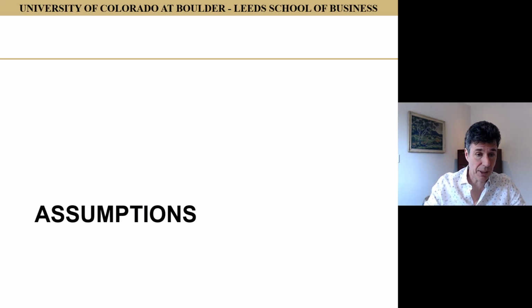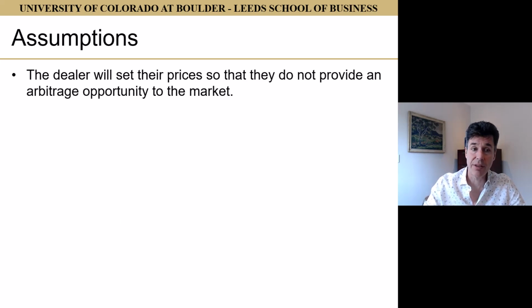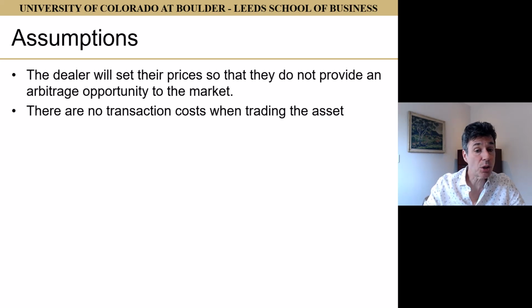All right, some assumptions in order to figure out the forward price. First is about arbitrage. The dealer will set their prices so that they do not provide an arbitrage opportunity to the market. Second, there are no transaction costs when trading the asset. Third, there's no credit risk in the market.